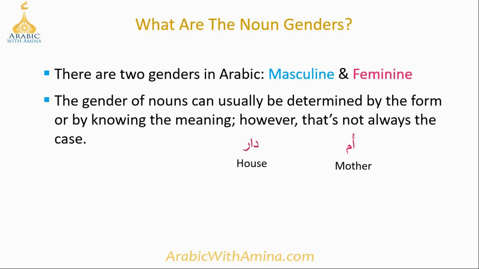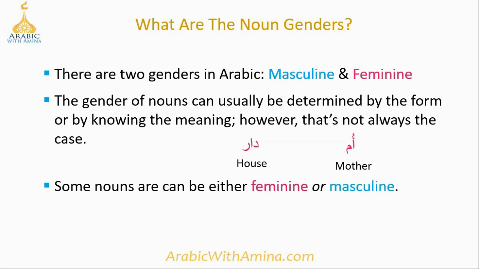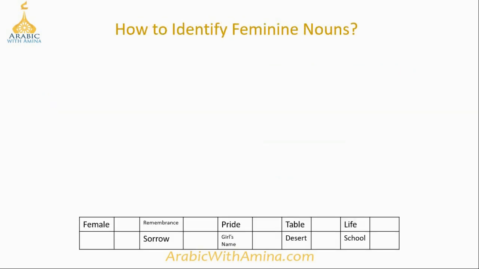Dar is feminine though. So if you wanted to say a beautiful house, and you said dar jamil, that'd be incorrect. The correct sentence would be dar jamila, a beautiful house, because dar is feminine. There are a few nouns which can be either feminine or masculine, and we'll get to these at the end of the lesson. Now let's take a look at how you can identify feminine nouns so your sentences are correct.